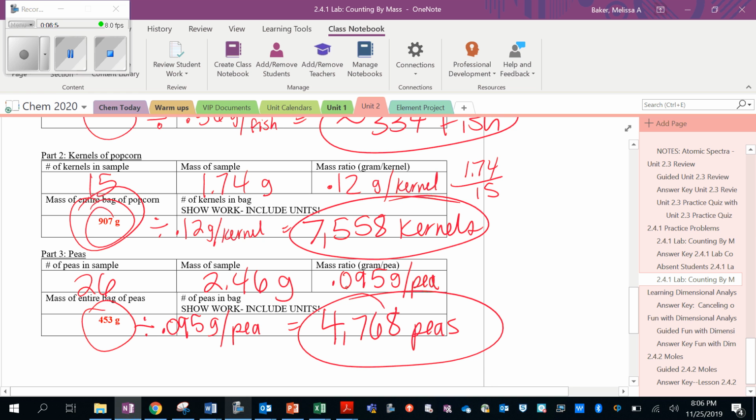And so we're going to be doing the same thing after we learn a little bit about dimensional analysis with moles. And then it will make more sense why we were doing this.